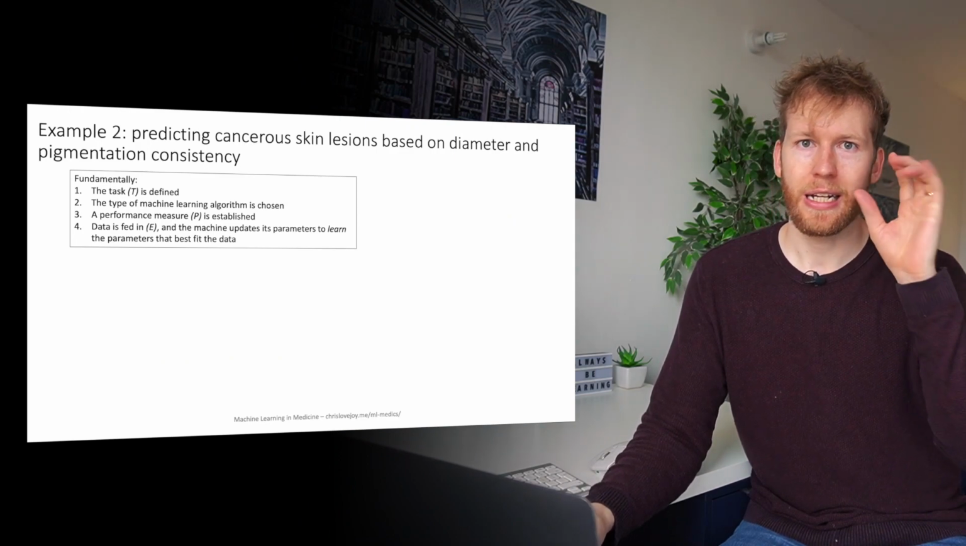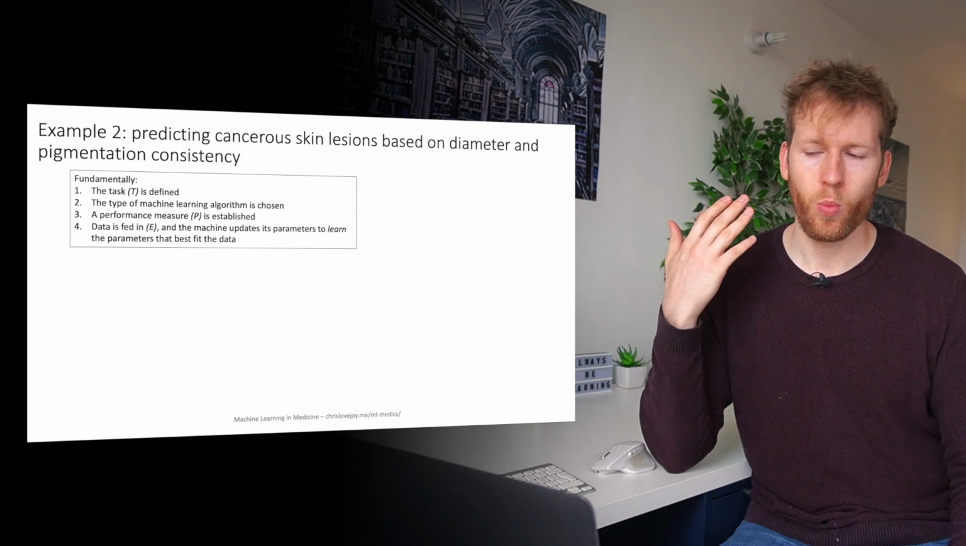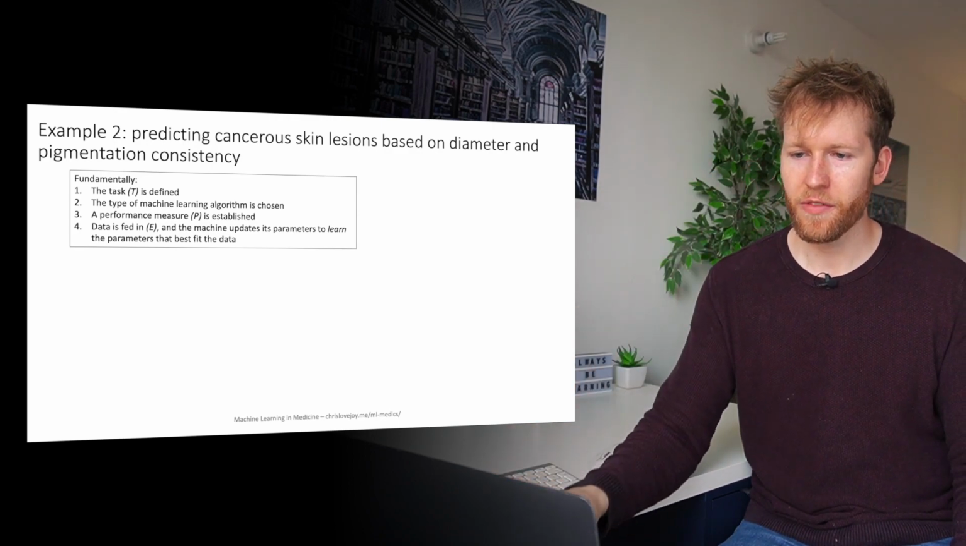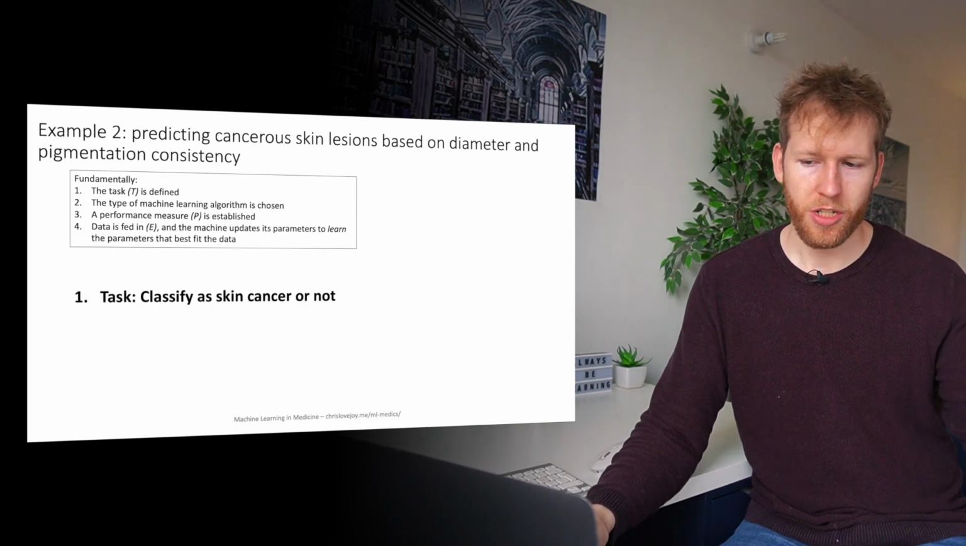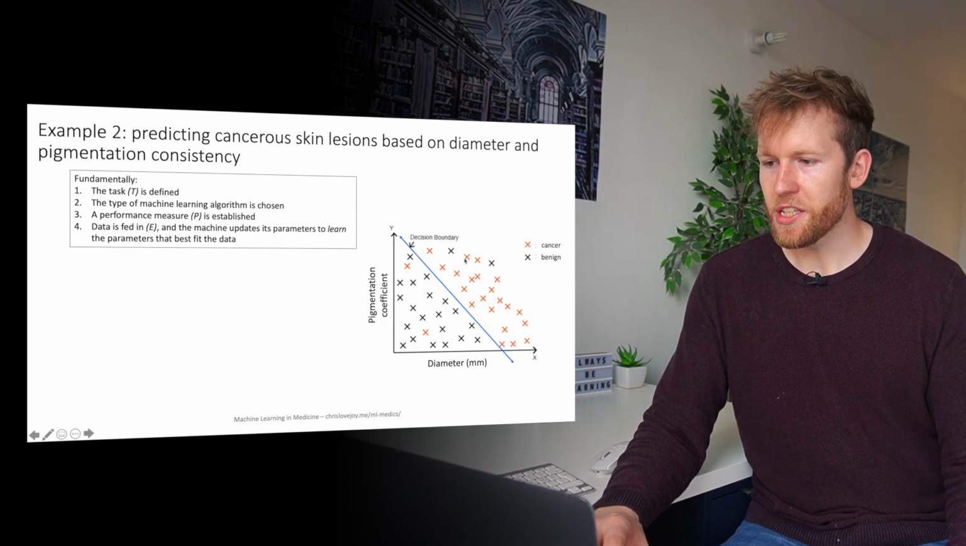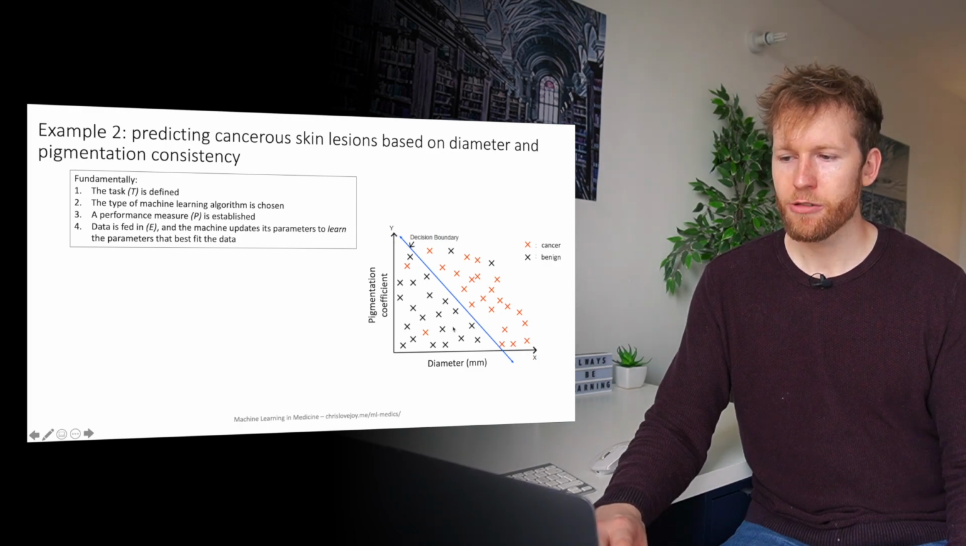So that's a regression example because we're trying to predict a specific value. It's not a classification example, which is where we're trying to predict a specific class. So let's now go through a classification example. In this classification example, we're going to try and predict whether a skin lesion is cancerous based on its diameter and the consistency of its pigmentation. So again, the task is to classify skin cancer or not. We then have this graph, and we can plot these cancerous points and these benign points, and we want to identify this decision boundary that separates the two.